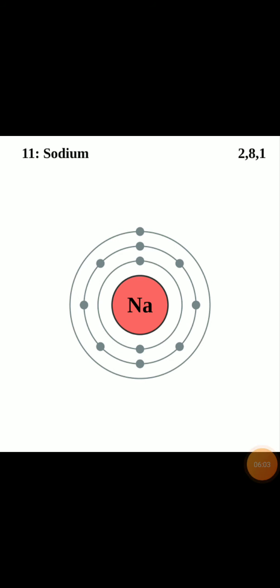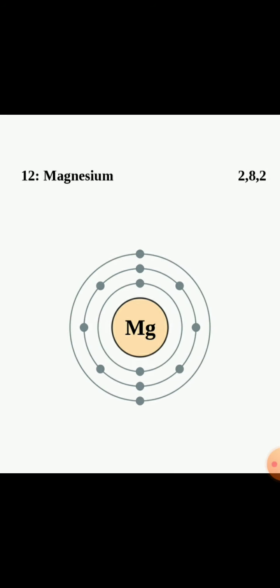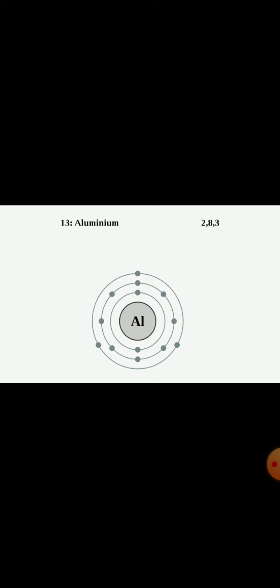Let us take another example. We'll look at period number 3. The elements present are sodium. Sodium has electronic configuration 2, 8, 1. Here you will see that 1 is the valence electron and 3 shells are there. Magnesium has 2 valence electrons. How many shells? 3 shells. Aluminium, 3 valence electrons, and how many shells are present? 3.